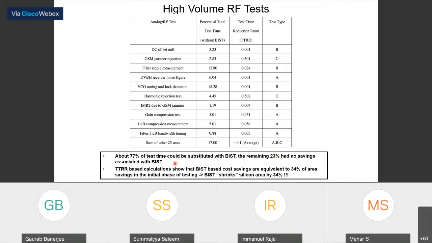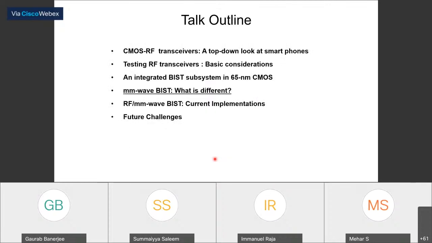And we showed that, based on our calculations for our chip, the BIST actually made the silicon area shrink by 34%. Shrink is within quotes, this means that the cost of saving in the price was equivalent to shrinking the silicon area by 34%. It's not that we really shrunk the silicon. So now, very quickly, I'm going to show you. This is a description of what I spoke about, a full commercial product implementation of a pretty detailed RF analog built-in self-test system.